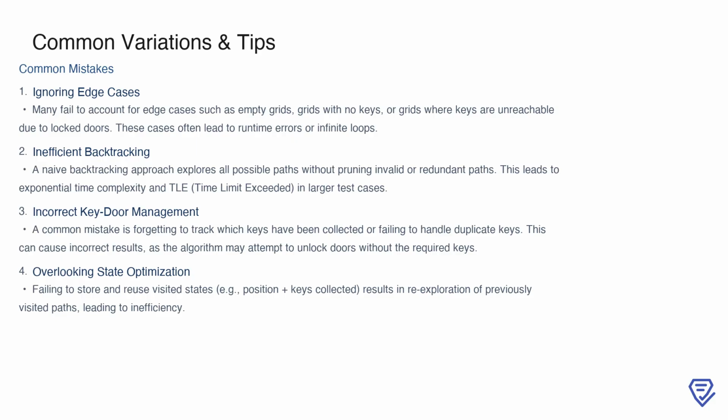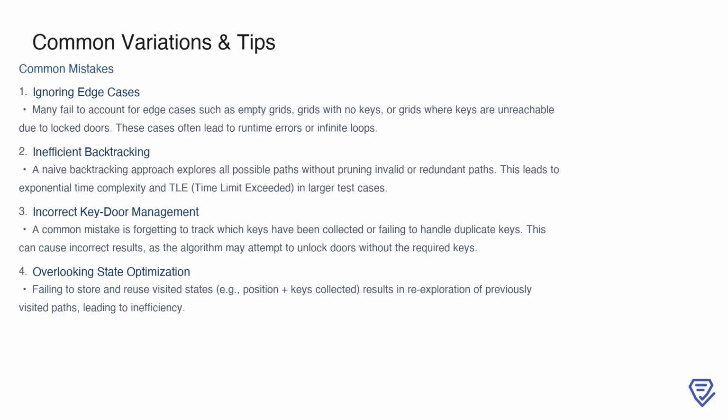Another mistake is using inefficient backtracking. A naive approach that explores all possible paths without eliminating invalid or redundant options often results in exponential time complexity, which can cause time limit exceeded errors in larger test cases. Additionally, managing keys and doors incorrectly is a frequent error. This might include forgetting to track which keys have been collected or mishandling duplicate keys, leading the algorithm to attempt unlocking doors without the necessary keys.